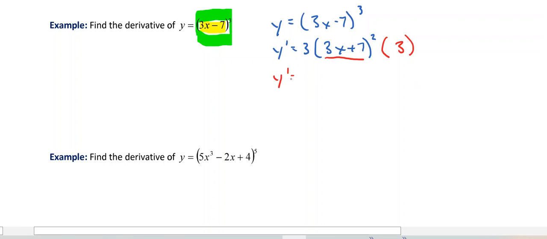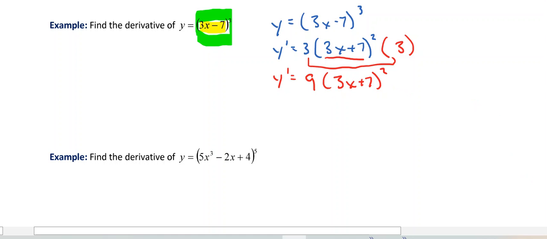Cleaning this up, we would get 3 times 3 is 9 times 3x minus 7 squared. And we can just leave it like that. We don't necessarily need to square the 3x minus 7 and multiply all that out. We can just leave it like this.